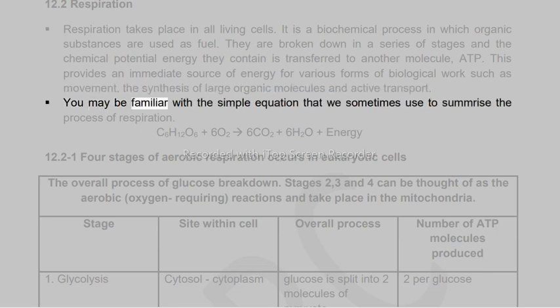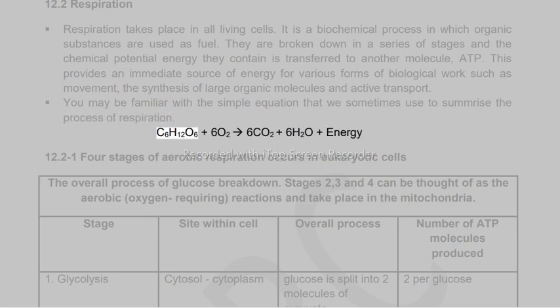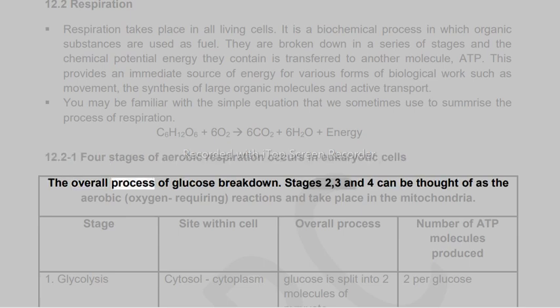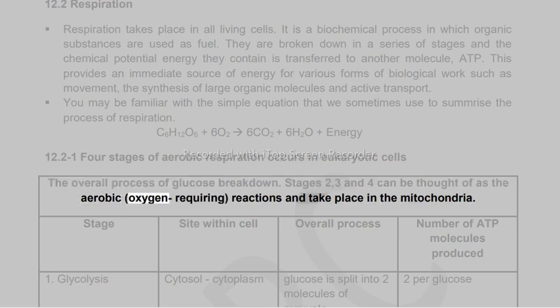You may be familiar with the simple equation sometimes used to summarize the process of respiration: C6H12O6 plus 6O2 gives 6CO2 plus 6H2O plus energy. 12.2-1 Four stages of aerobic respiration occur in eukaryotic cells. The overall process breaks glucose down. Stages 2, 3, and 4 can be thought of as the aerobic, oxygen-requiring reactions and take place in the mitochondria.